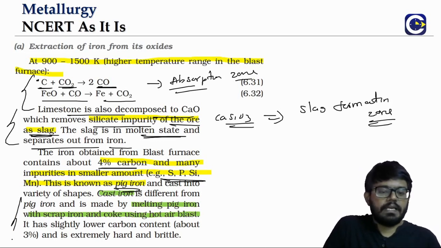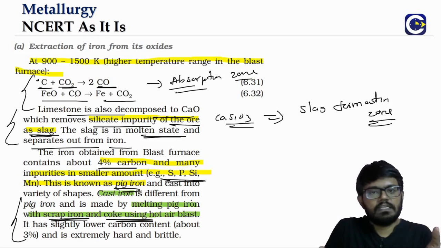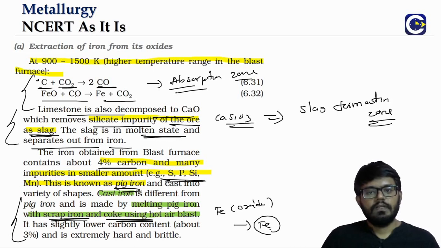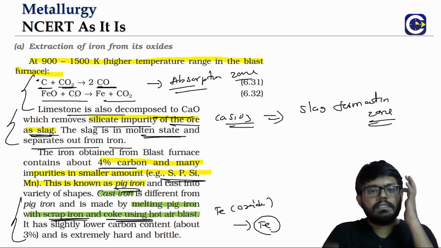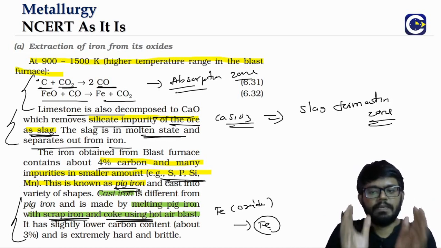When you take the pig iron and use iron scrap and coke. If you use iron scrap, it means what? It will contain oxides of iron, and with coke, when you do a hot air blast, right, what happens is the iron oxide will get reduced to what? Iron. So as a result, the percentage of carbon in the iron will get what? Reduced.